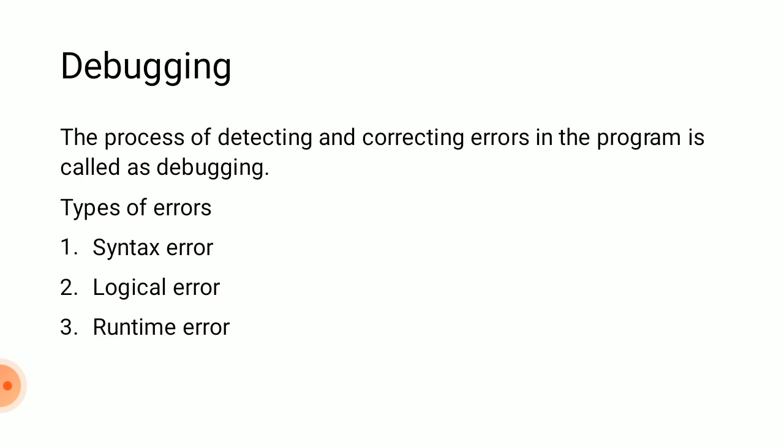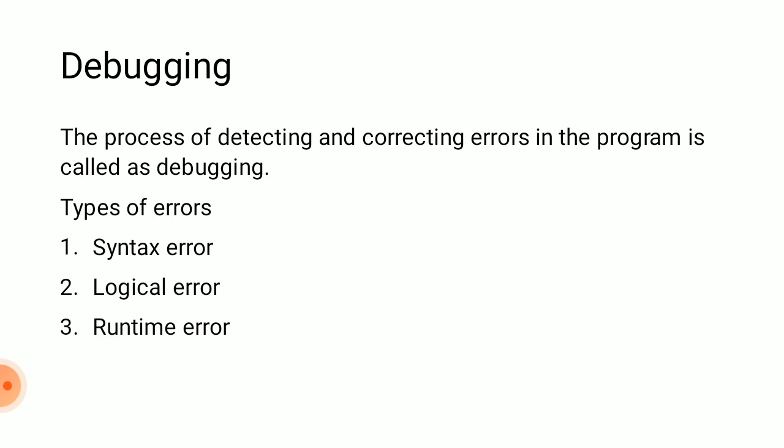So during coding you may not get an error, but during runtime it may produce an unwanted result. That is called a logical error. And the third one is a runtime error. A runtime error is a program error that occurs while the program is running. So whatever error occurs during execution time is called a runtime error.